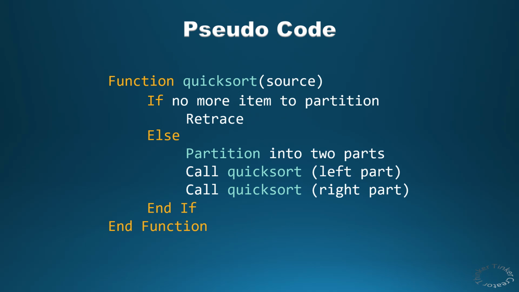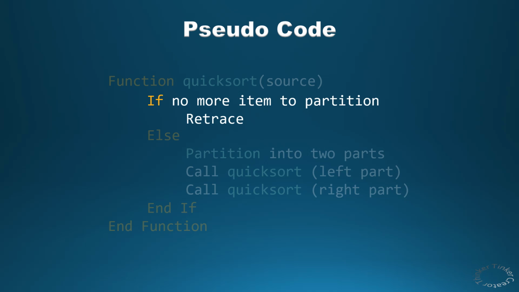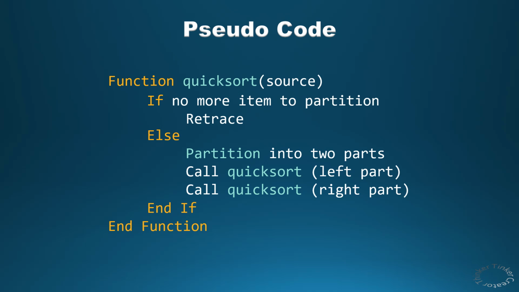Here's the pseudocode for the quicksort function. We partition the list into two parts, then make the recursive call with each part. And this is the base case that stops the recursion. The partitioning process is where the real work is. So let's take a look.